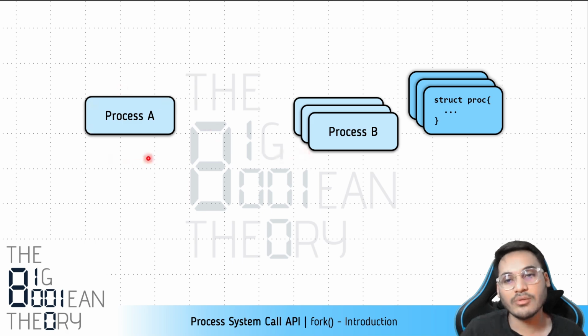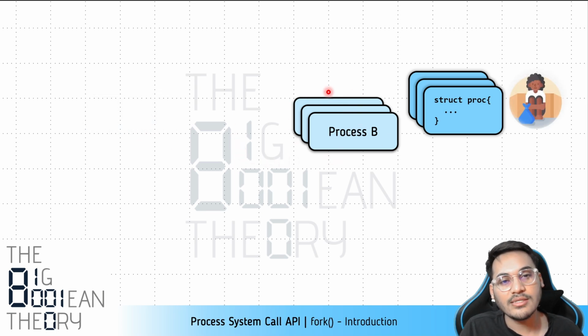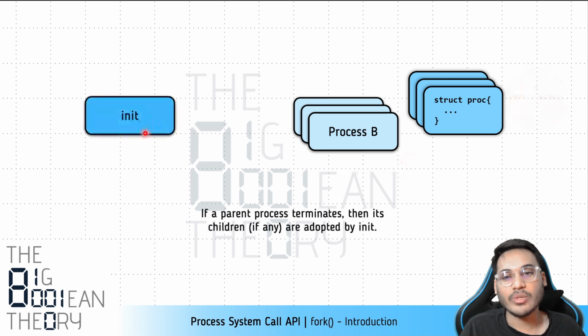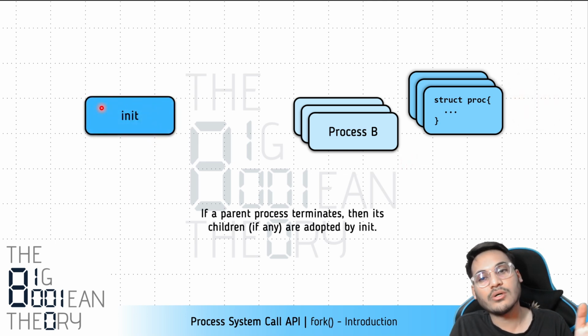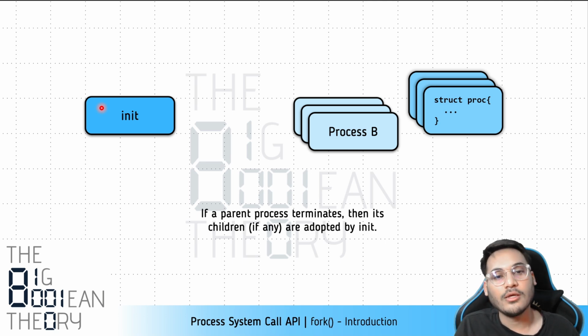So let's say again we have the same example. We have a process A, and let's say it has multiple children. In this case, instead of the children terminating here, let's say the parent terminates. In that case, these processes are now without a parent. That is why they are called orphan processes. And in this case, what happens is that they are adopted by the init process. So now the init process, the root process, is the new parent of these processes.